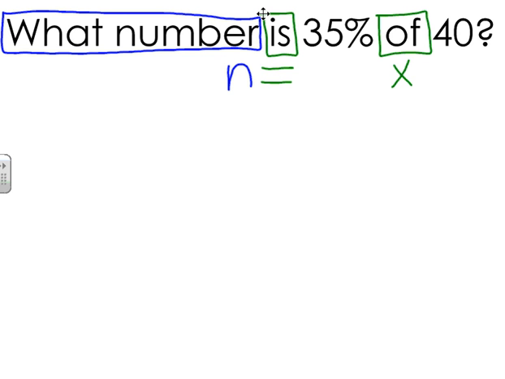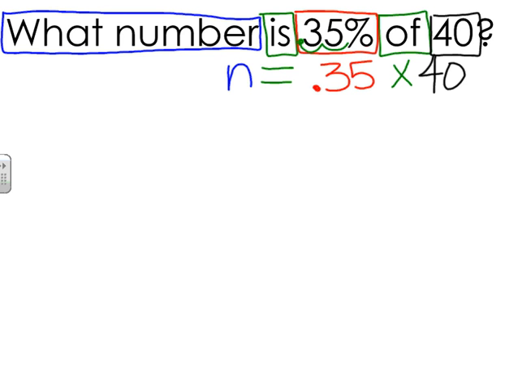Anytime you have a percent when you're setting up problems like this, you need to write it as either a fraction out of 100 or as a decimal. So I'm going to change 35% into 35 hundredths, and I can do that by dividing by 100, which slides my decimal point over 2 places. And the last piece, I have the number 40. So my new equation: n equals 35 hundredths multiplied by 40.